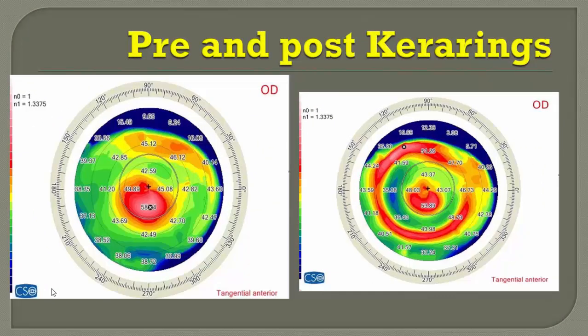In this photo, we can see the effect of Kera ring pre and post implantation. We can notice that there is a strong flattening effect. Here, the keratometry is 58, and we can notice here that it is 53 diopter.